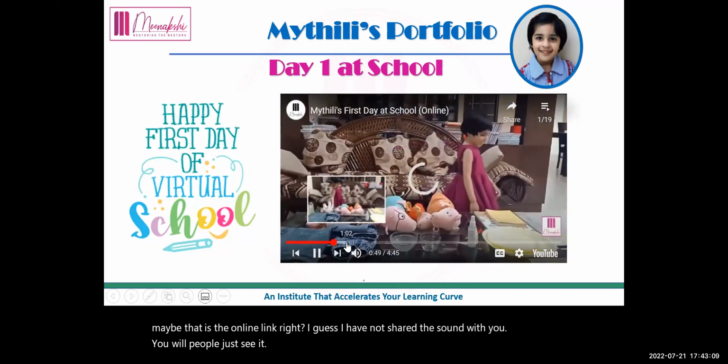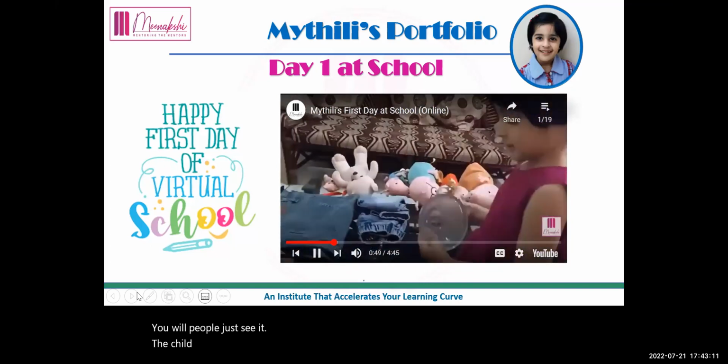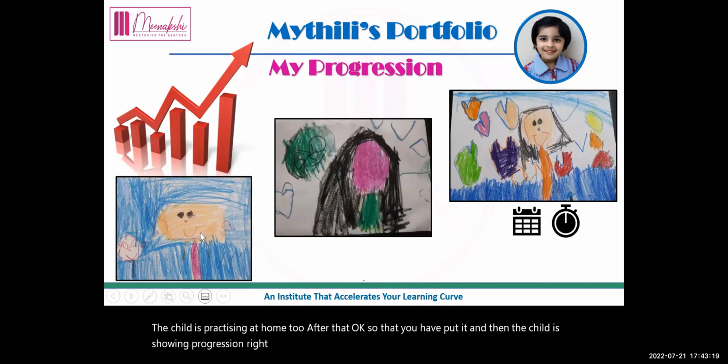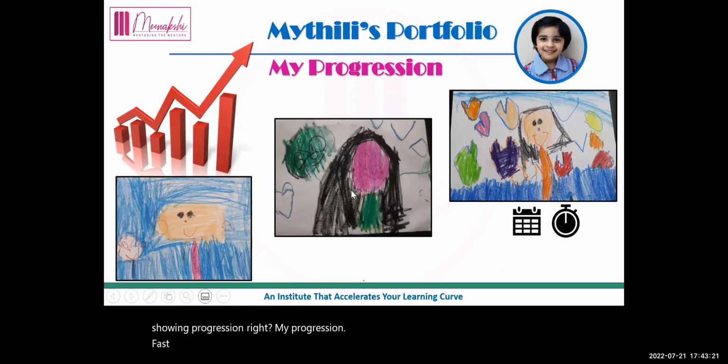The child is practicing at home too after that. Okay, so that you have put it. And then the child is showing progression, right? My progression. First drawing, then second drawing, then third drawing. I have put here the symbols for calendar and the clock as well, meaning the time stamp to be put over here.